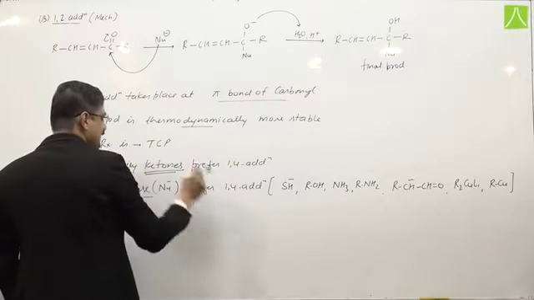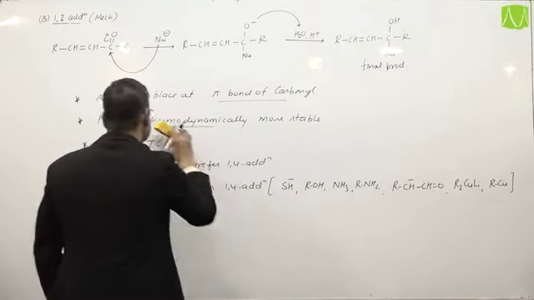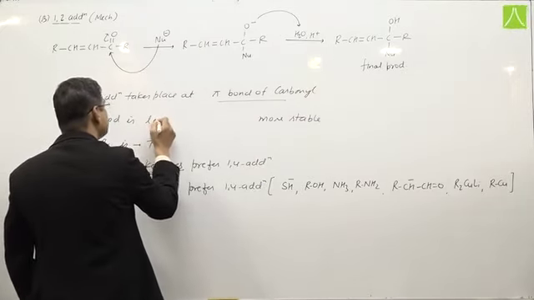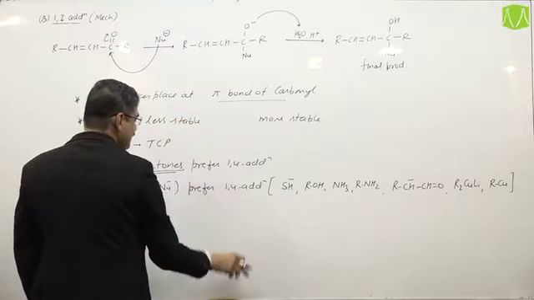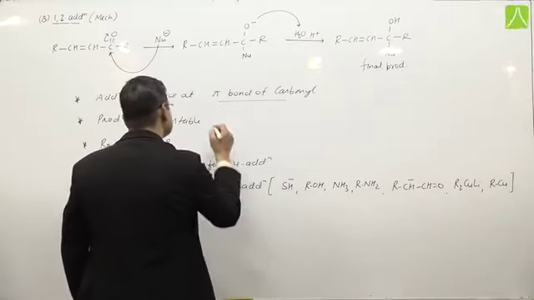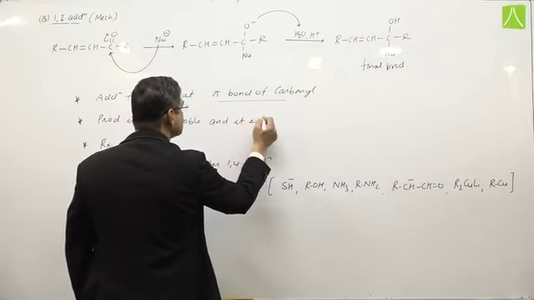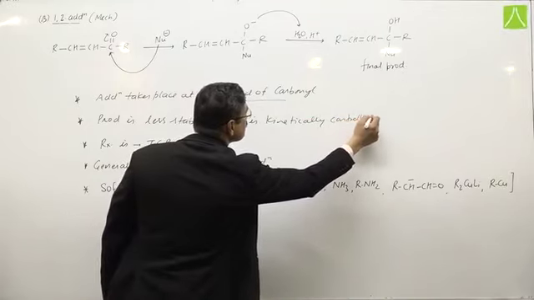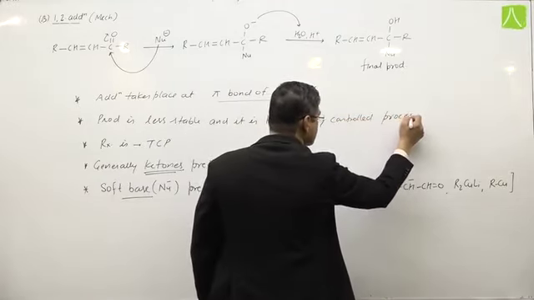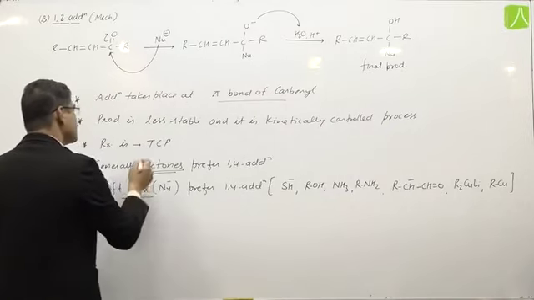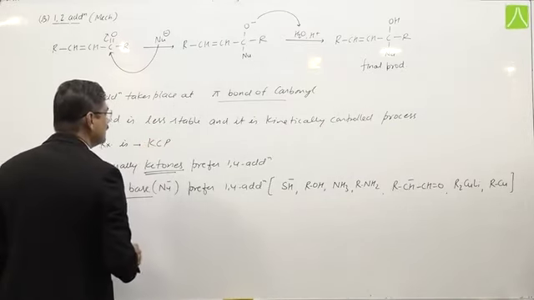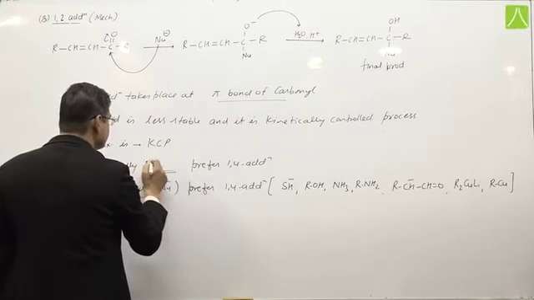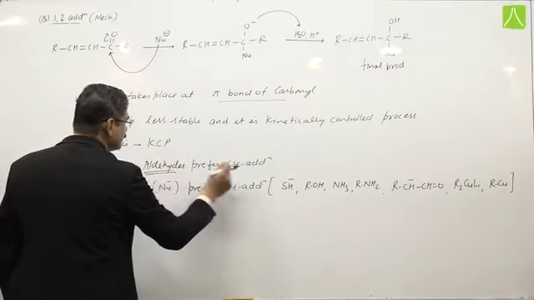It is a kinetically controlled reaction. This reaction is faster than the previous one. So the product is less stable and it is kinetically controlled. Kinetically controlled process or reaction is KCP. Rather than TCP, it is a KCP. Generally, aldehydes prefer 1,2 addition.